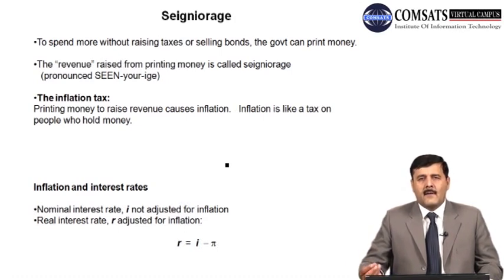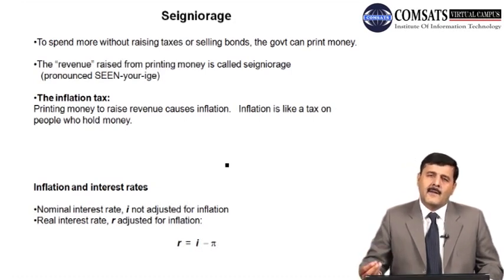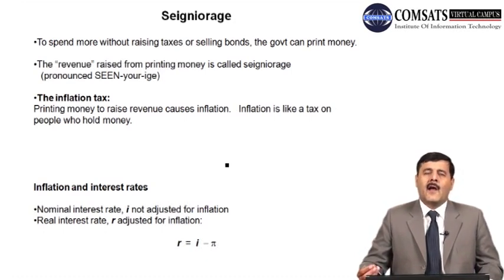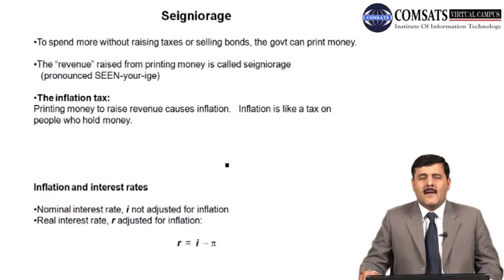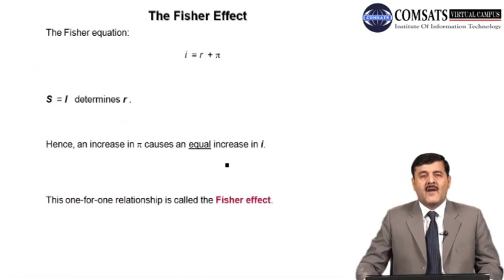Nominal interest rate kya hai? It is the interest rate which is not adjusted for inflation, right? And the real interest rate is the interest rate which is adjusted for inflation. Jaisa ki humne kaha, we use I for the nominal interest rate and small r for the real interest rate. So with this definition we can write that the real interest rate is equal to the nominal interest rate minus inflation. Now if we rearrange this equation, we get that the nominal interest rate will always be equal to the real interest rate plus inflation in the economy.